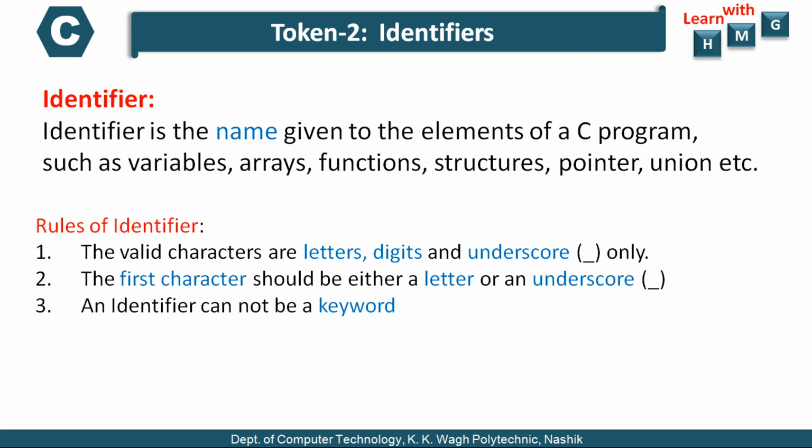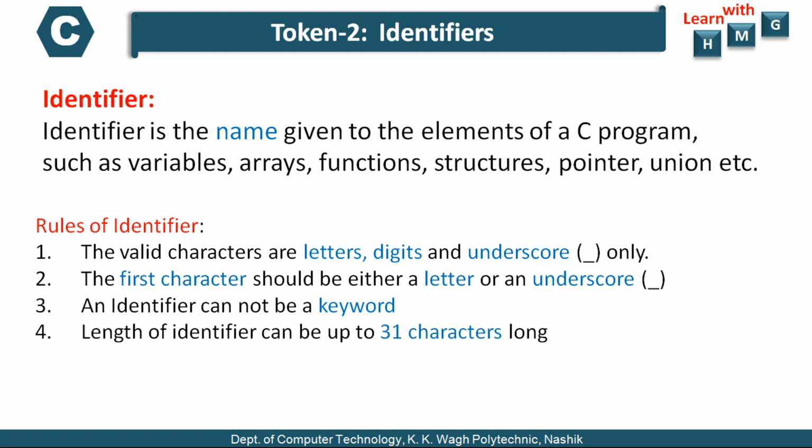Third rule is identifier cannot be a keyword. We have just seen that keywords are reserved words, they are defined for a special purpose. You cannot use them for another purpose. So here is the rule, that is you cannot use any of these keywords as an identifier. Whenever you choose a keyword as an identifier, the compiler will definitely give you an error. And the last rule is the maximum length can be up to 31 characters. So these are the 4 rules you have to follow whenever you are building or defining an identifier.